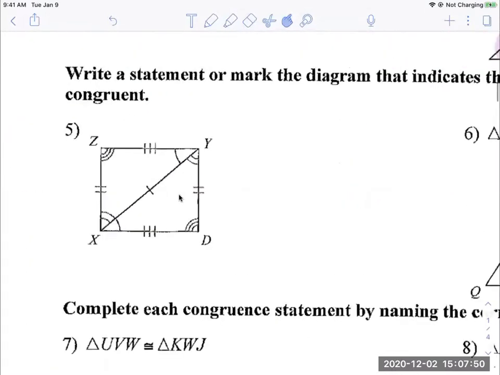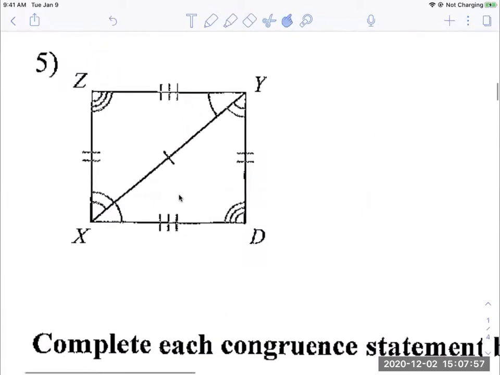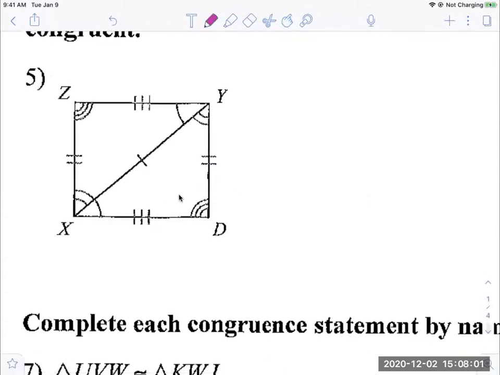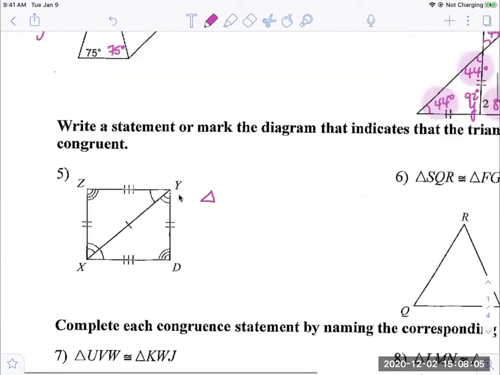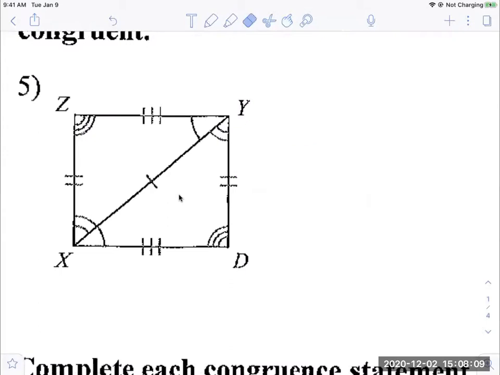Okay, problem number 5. Write a statement or mark the diagram that indicates the triangles in each pair are congruent. So we have all the angles marked congruent, all the sides marked congruent. So a congruent statement would be triangle, I'm going to go single, double, triple. So y, x, z, single, double, triple is congruent to triangle.